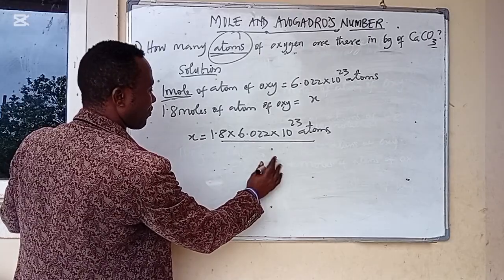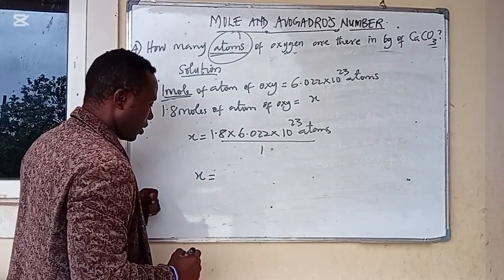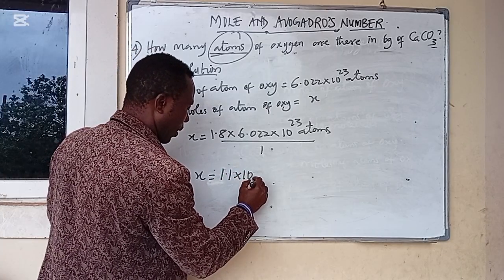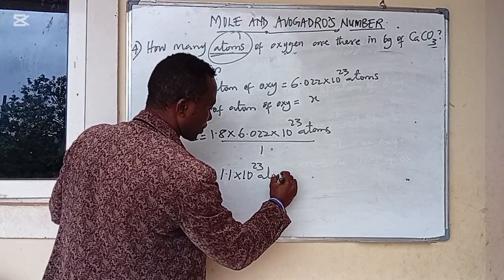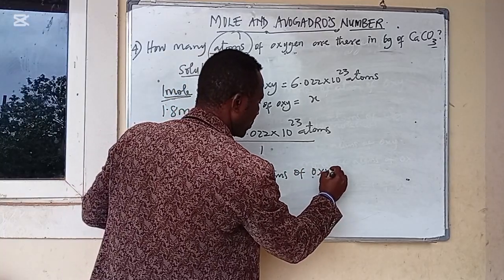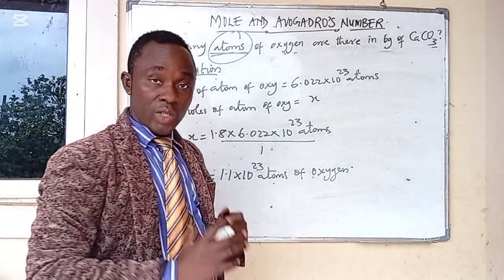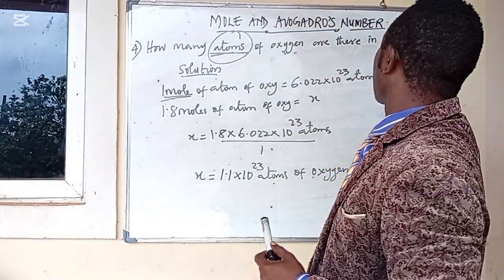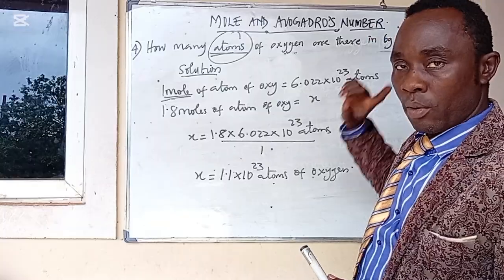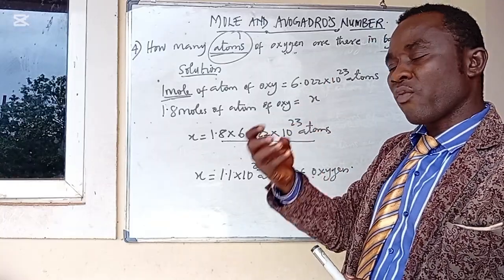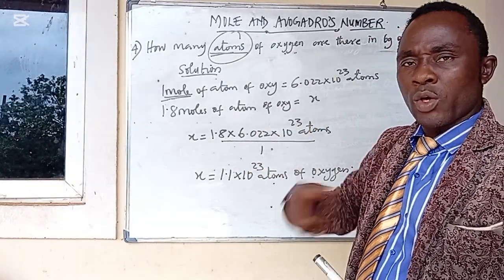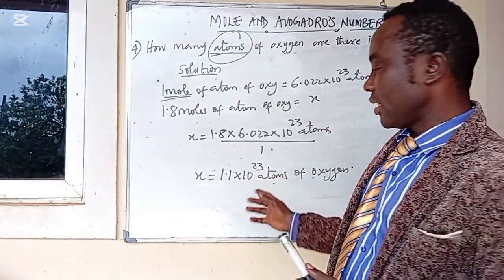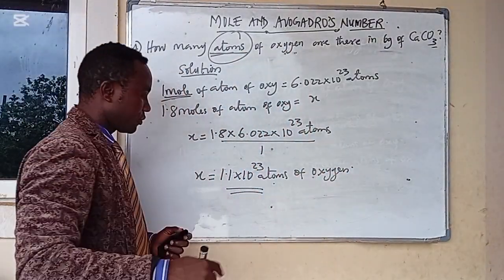So what will be our final answer? Our x now will become 1.1 times 10 raised to power 23 atoms of oxygen. So I want you students to be careful with this kind of question. When they give you mass and ask you to calculate the number of atoms for a compound, you have to find the number of moles of atoms before you convert from mole of atom to ordinary atoms, which is the answer now. So that is the answer.